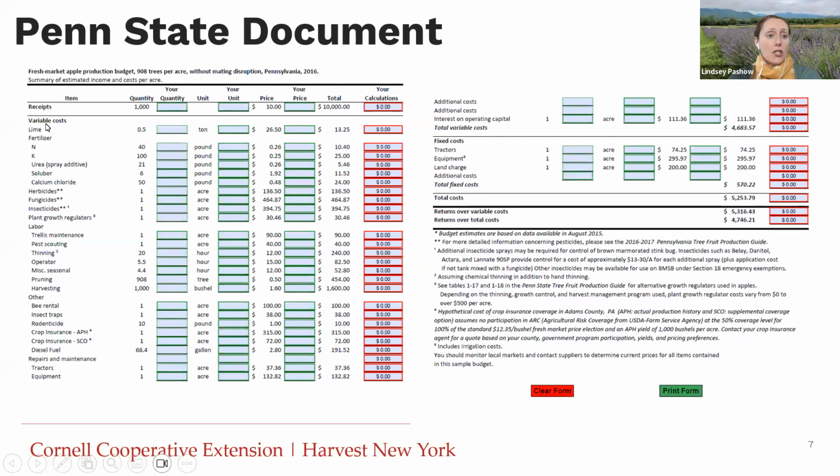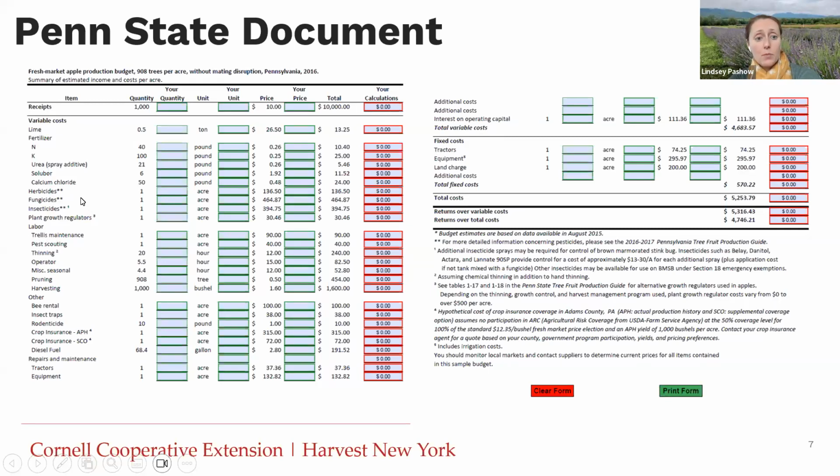And like I mentioned before, there's a section of variable costs. Variable is right here on the left, the fixed costs are over here on the right. The variable cost goes into all of your different fertilizers, your herbicides, your fungicides, insecticides, your planting. As I mentioned before, labor is important, all of your labor. This operation enterprise budget is for a fresh market apple production budget.